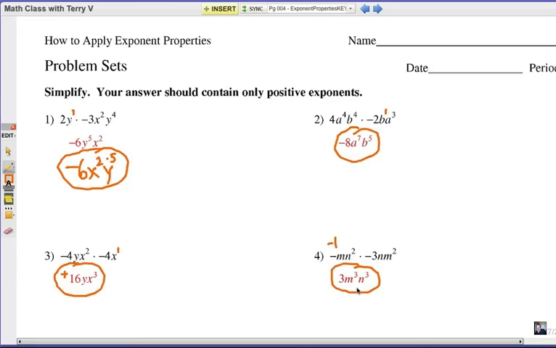And we'll move on to the next video, how to apply exponent properties. And that will be problem set 2.